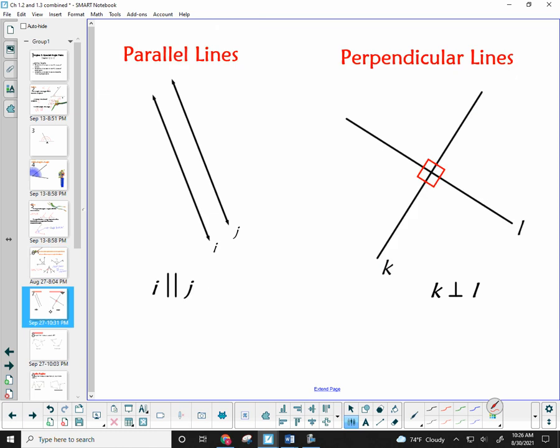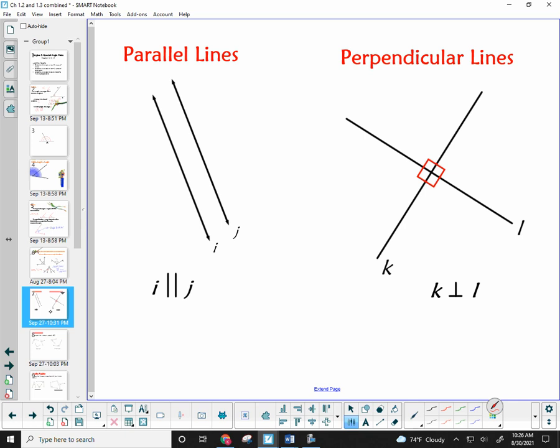Next two terms, we have parallel and perpendicular. So parallel lines are two lines in the same plane that do not intersect. They will never ever intersect. A couple things I want you to know about this. First of all, this means line I, this means line J. This is a symbol for parallel, like a tall, skinny 11. Have you seen that symbol before? Yes? Okay, so this says I is parallel to J.